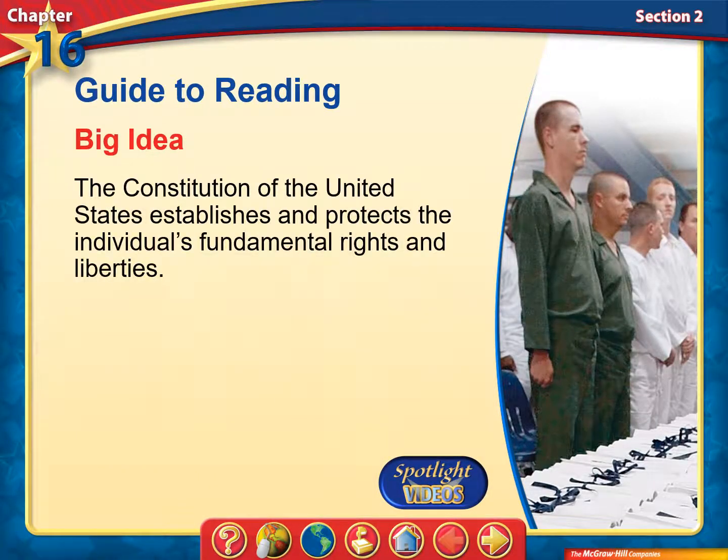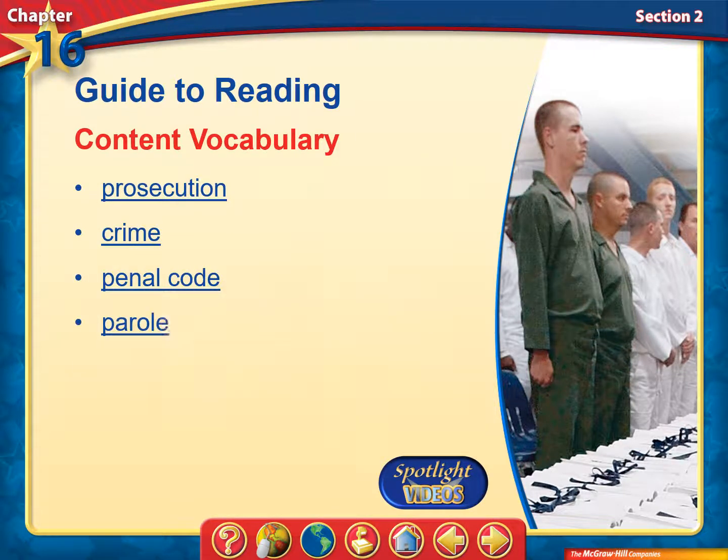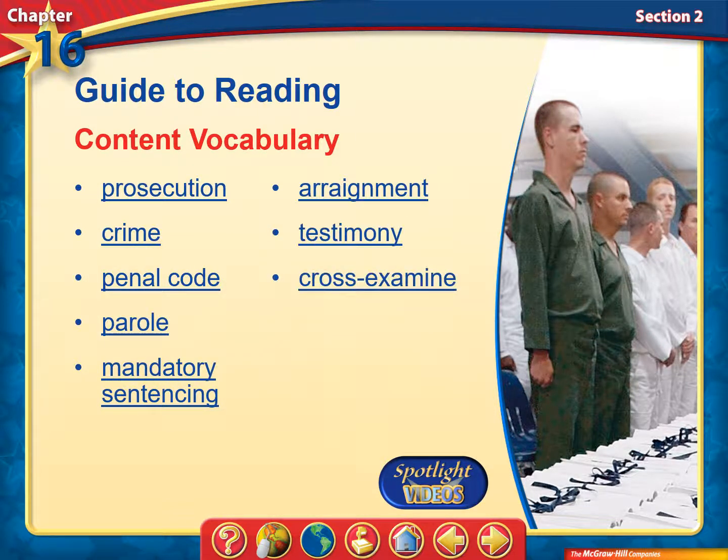Chapter 16, Section 2. It's all about criminal law and how the Constitution of the United States establishes and protects the individual's fundamental rights and liberties. And so you'll see a number of terms today, such as prosecution, crime, penal code, parole, mandatory sentencing, arraignment, testimony, cross-examining, acquittal, and hung jury.